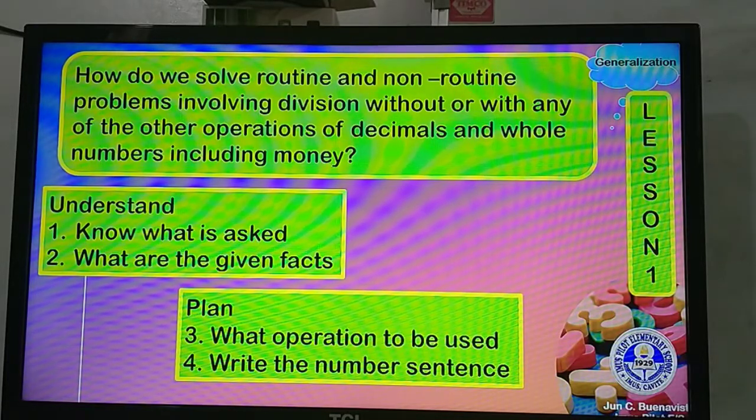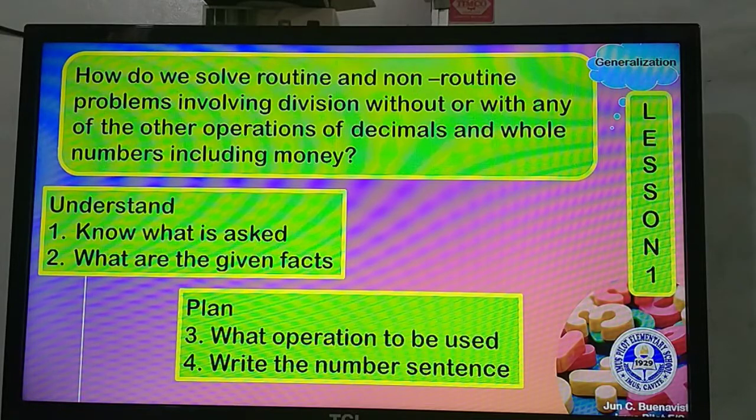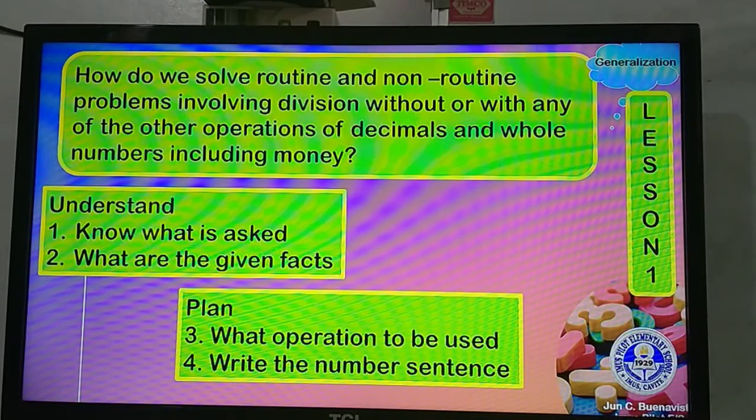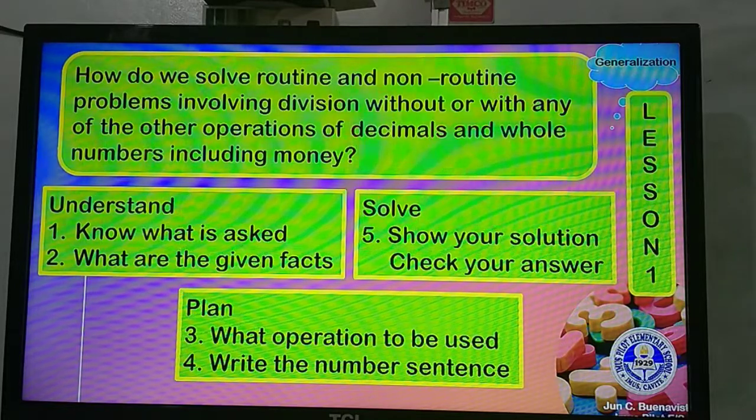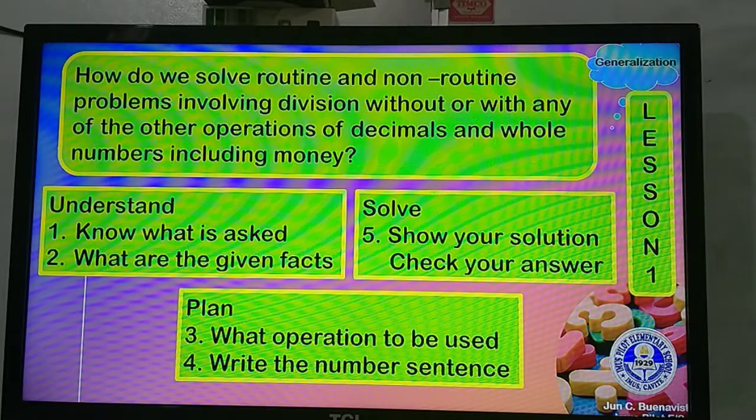So you're going to write the number sentence. Then after you understand and plan, the next step is to solve. When you solve, you show your solution. Then after you solve, you look back and check your answer, to see if it makes sense and really answers the question being asked in the problem.